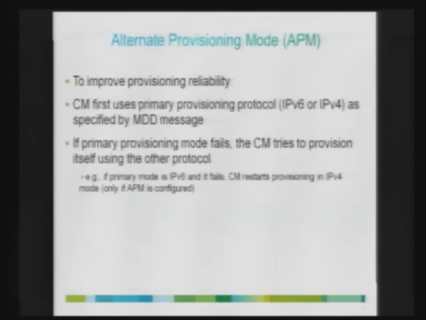Alternate provisioning mode, again we covered, you can specify the primary provisioning option, whether you want to use IPv6 or IPv4 as the primary mode, and if it fails, then it will back up to the other one. Typically V6 would be the primary mode in networks transitioning into V6. And if it fails for some reason, then it will fall back to V4 and then complete the registration.